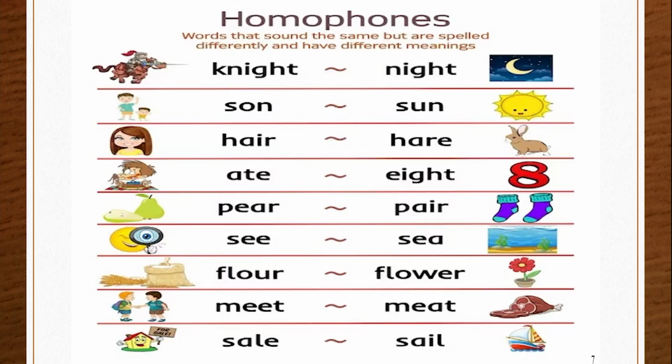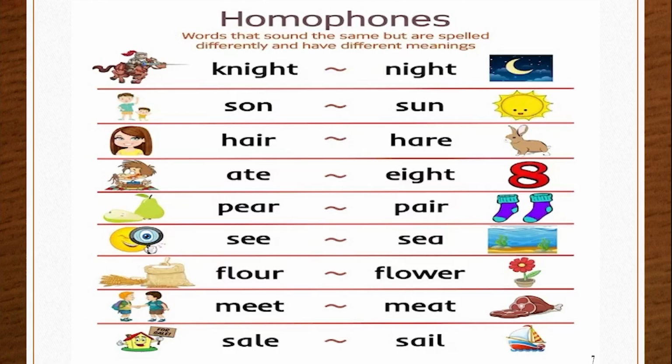Son and sun. Son means an offspring, a baby. Whereas sun again is a star. Hair and hare. Hair, human hair, and hare is also a subspecies of rabbit. Ate is a past form of eat, whereas eight is also a number. Pear is a fruit. Pair means two.